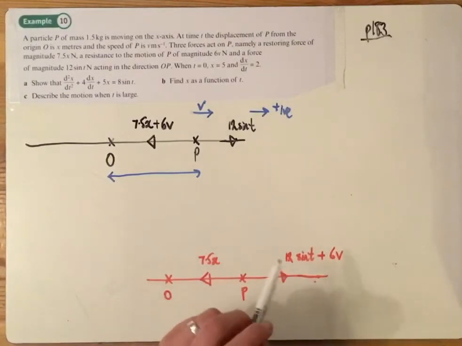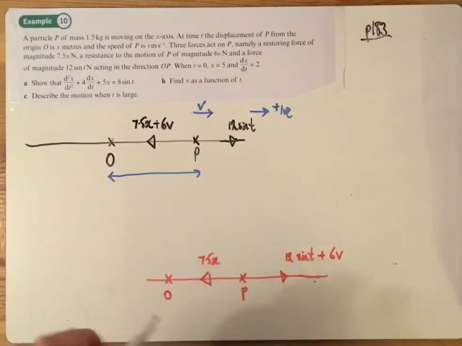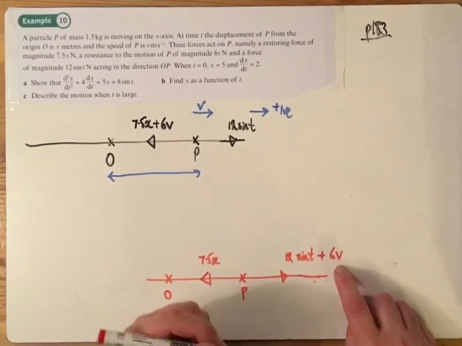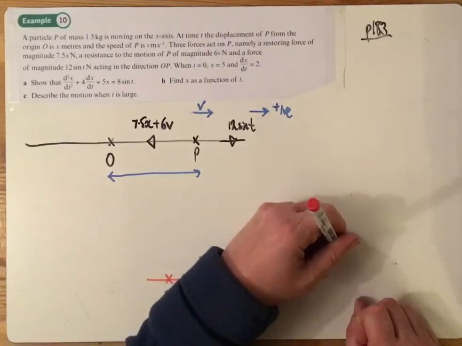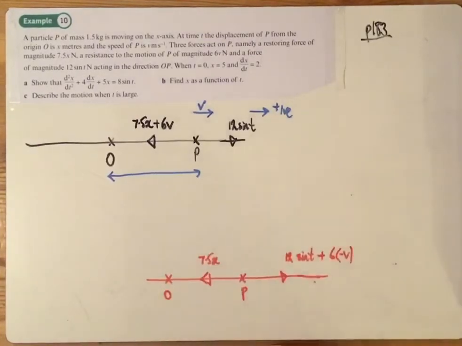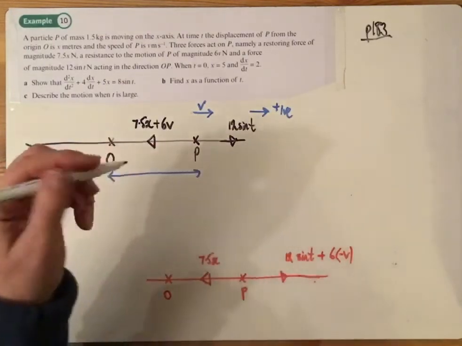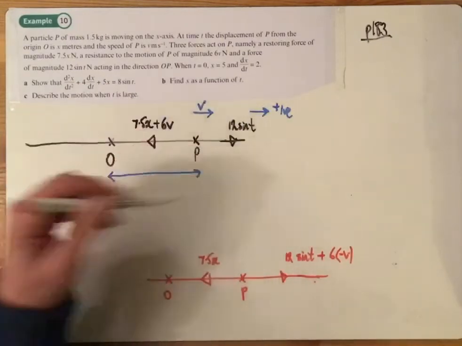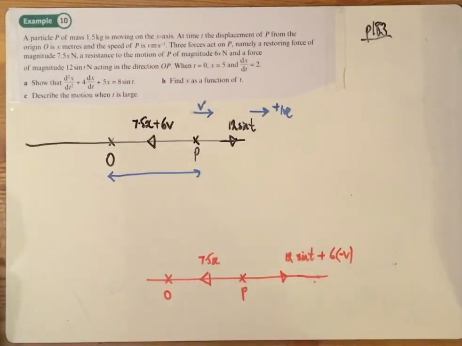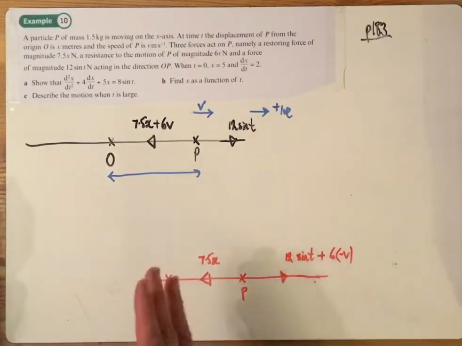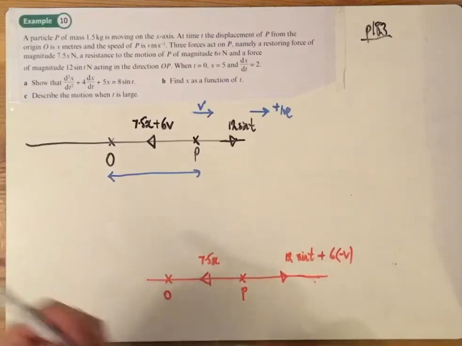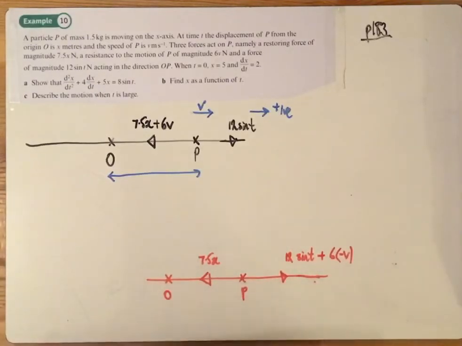But because v is negative when you're travelling in this direction, this is the magnitude of the force here. So you actually end up with 6 lots of minus v to give it the magnitude that's of a force. So we don't really write in negative forces as such. And then you will end up with the same equation. So you'll still get 7.5x plus 6v. So because the velocity changes sign, this will work whichever direction P is travelling in.